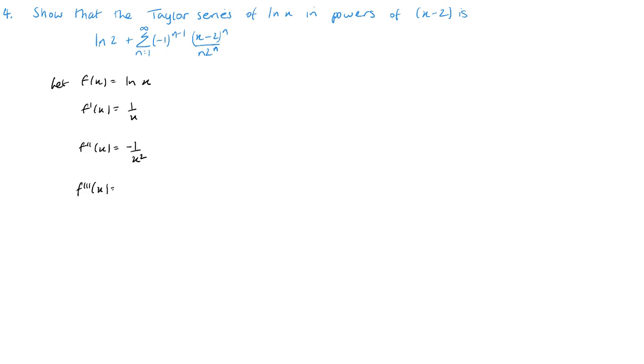Bring the 2 to bring the minus 2. I'm sorry, I'm just doing it in my head. So it's going to be 2 over x cubed. And that's probably as far as I need to go, but I'll do the fourth one. This is minus 6 over x to the power 4, and then so on.